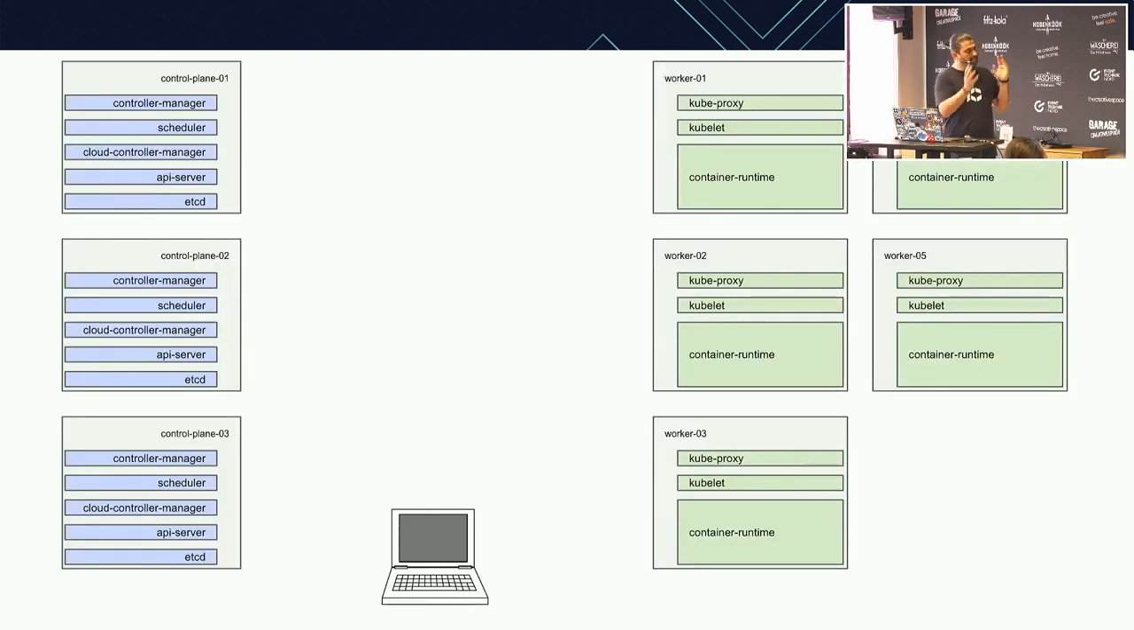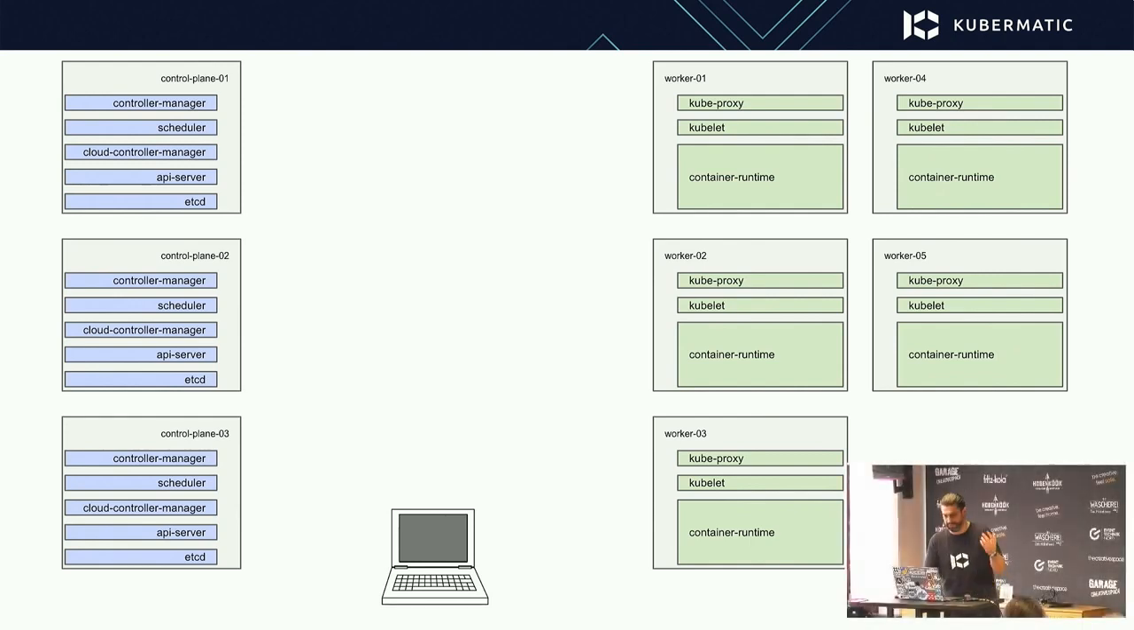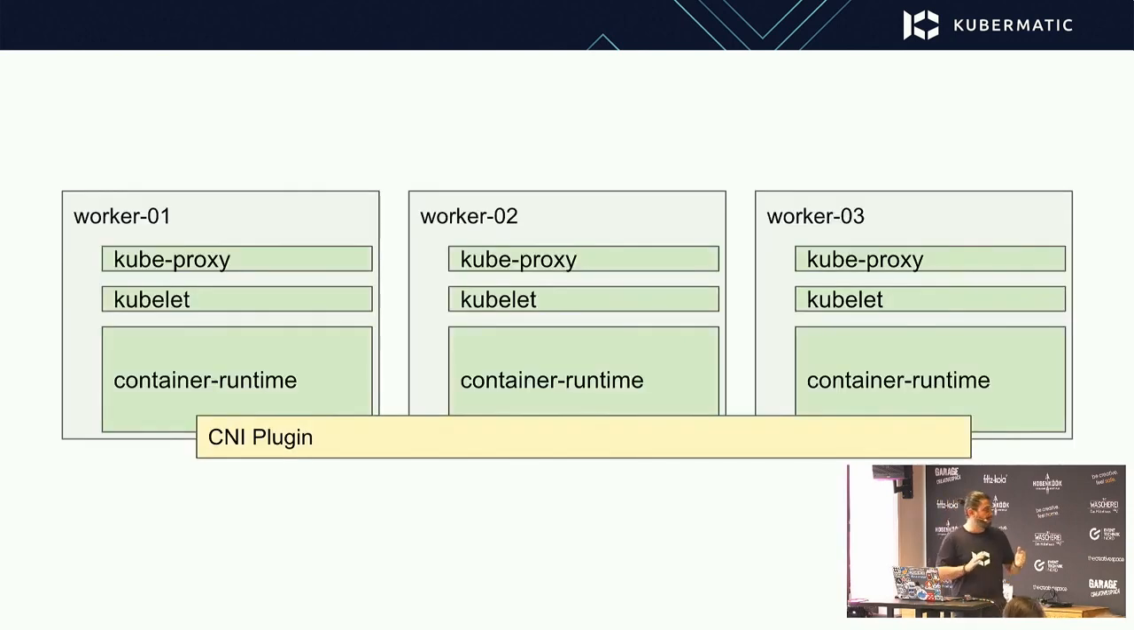So this is a more realistic picture with multiple control plane nodes and multiple worker nodes, and you see there is a lot of communication between different virtual machines or bare metal machines, however your environment is. And between the worker nodes, we have the CNI plugin, Container Network Interface plugin, to make sure that all pods can communicate with each other within your Kubernetes cluster.